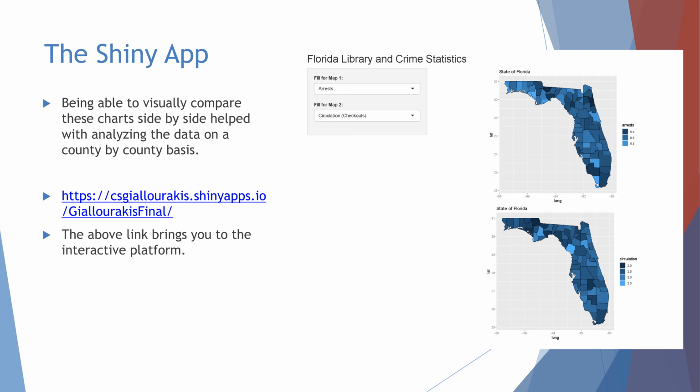I also included the Shiny app as part of my project. If you go to this URL here, you can play with the graphs, and this is just a screenshot of it. You have map 1 and map 2, and you can compare the different data together and see like we did on the previous slide.